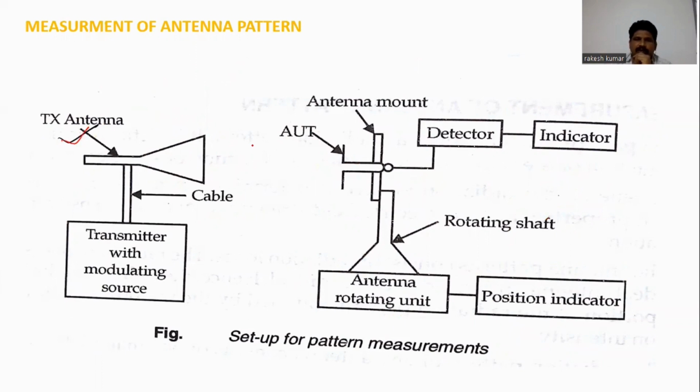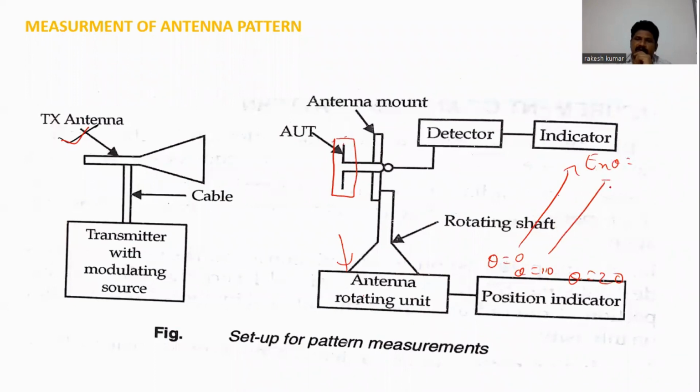The transmitting antenna is fixed, but whatever antenna you want to test, that is the AUT, is rotated using the antenna rotating system and position. For example, theta is equal to 0 here, theta is equal to 10 degrees, theta is equal to 20 degrees. Here you will notice, for theta equal to 0 degrees, what the normalized electrical field is.